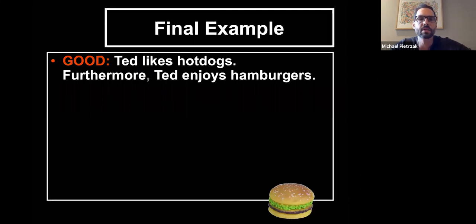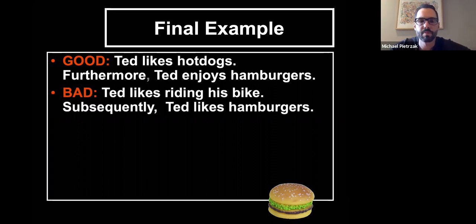Ted likes hot dogs. Furthermore, Ted enjoys hamburgers. Okay, so we have the hot dog topic. We have the hamburger topic. They are related because they're, you know, as close as foods get. And we've used the transition word here, furthermore. He likes hot dogs, and also, furthermore, he enjoys hamburgers.